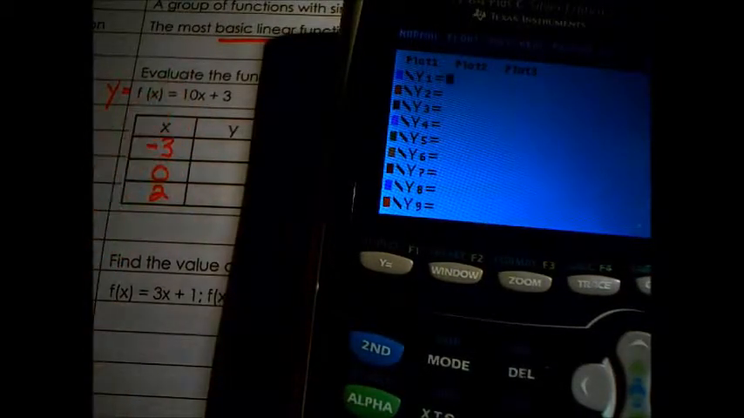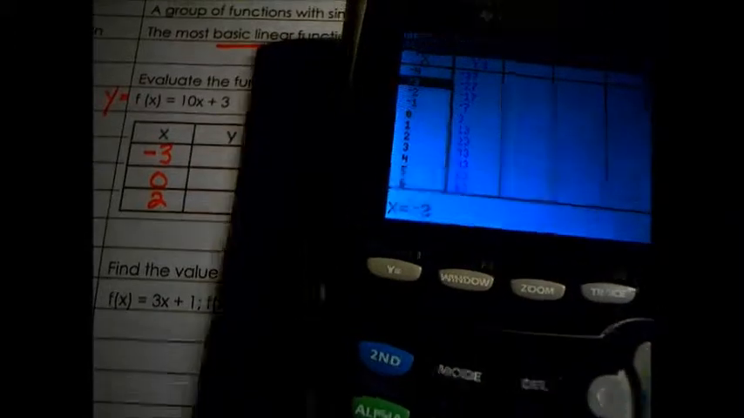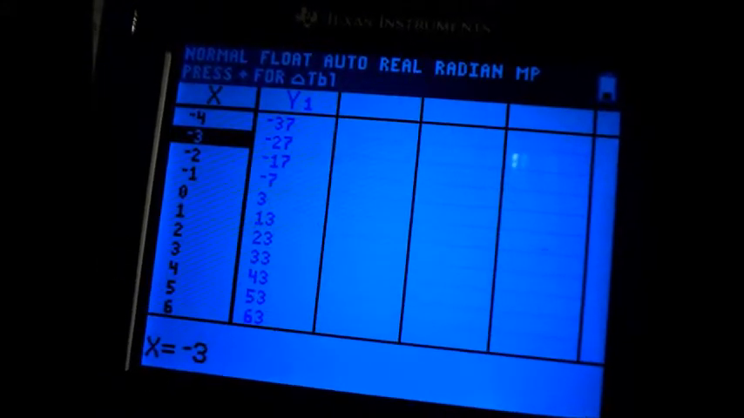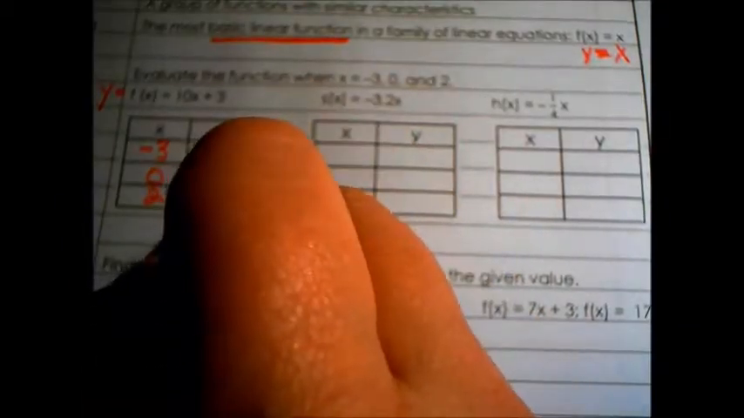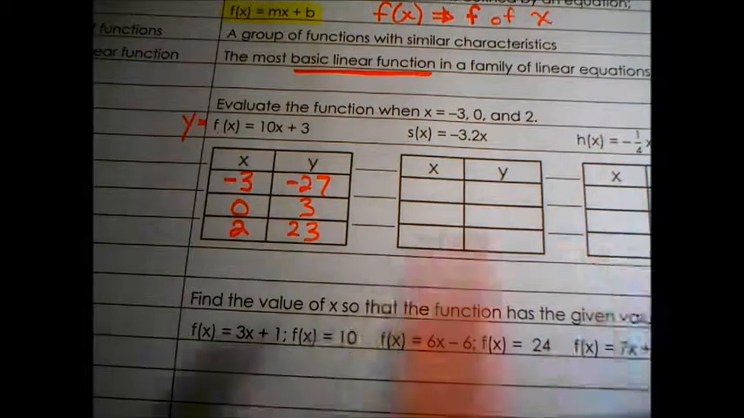So I'm going to go to the y equals in my calculator, and I'm going to type in 10x plus 3, enter, and I want to go to the table, and I'm looking for negative 3. Negative 3 is negative 27. And then 0 is a 3. And then a 2 is a 23. Okay, so there is my table, and that's all they wanted me to do. That's it. We're done.